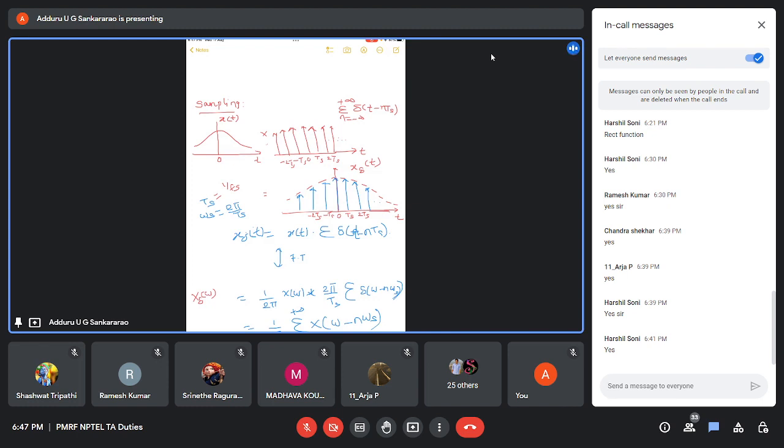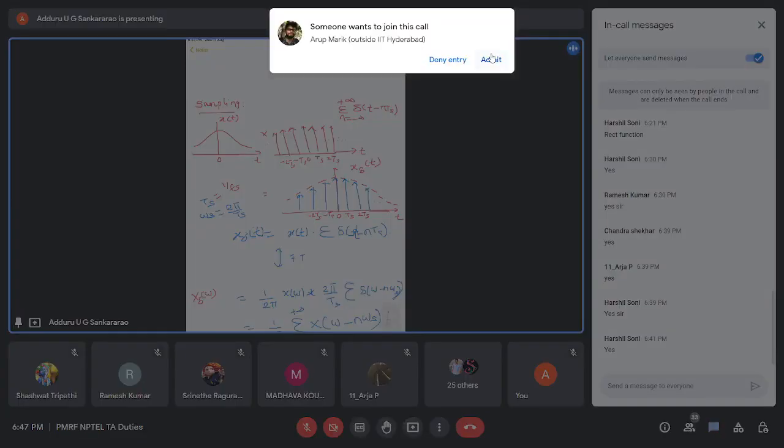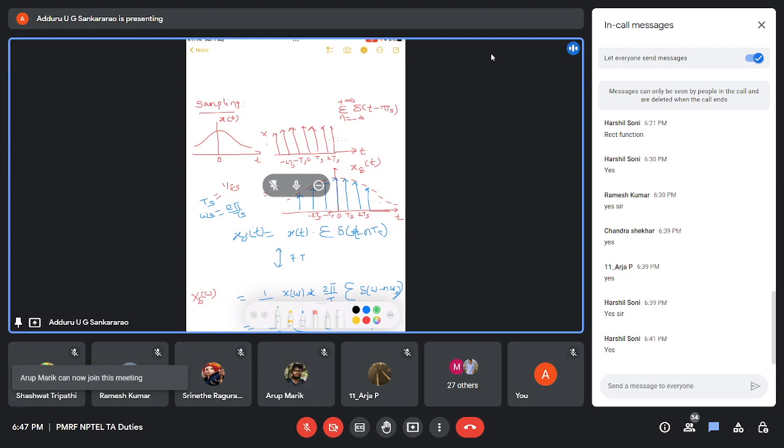Let us say x of t is the signal here, this one, x of t. Now to get the sampled version of signal, it's mathematically equivalent to multiplying the signal in the time domain with the periodic impulses. Okay?